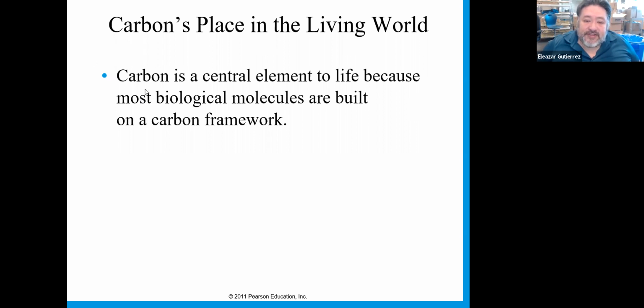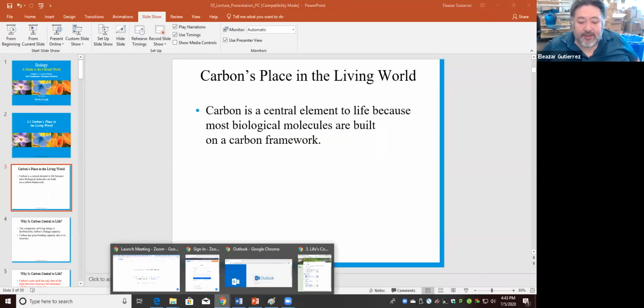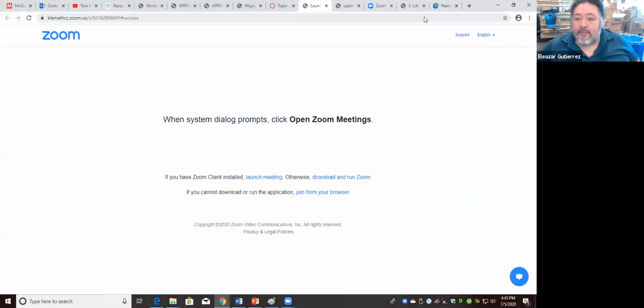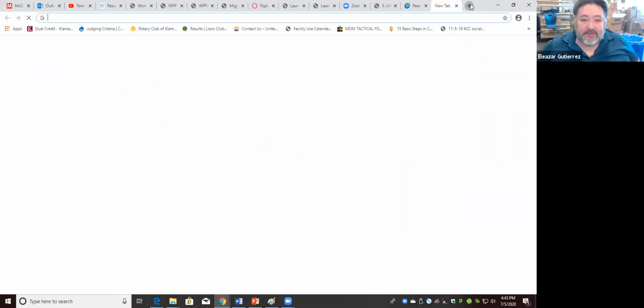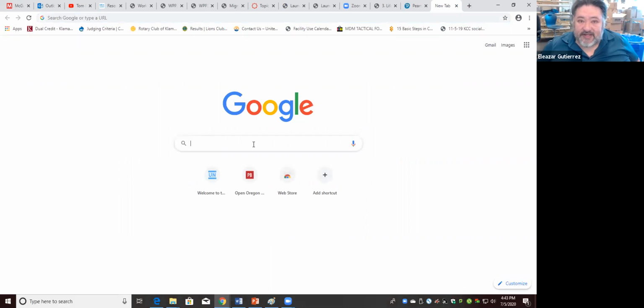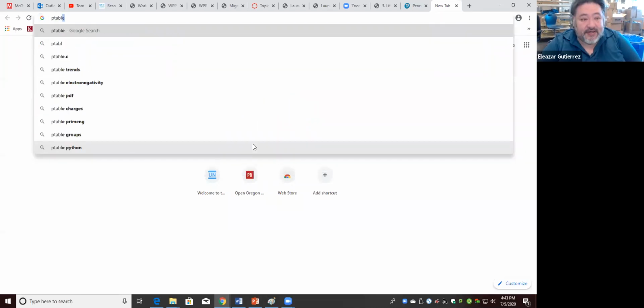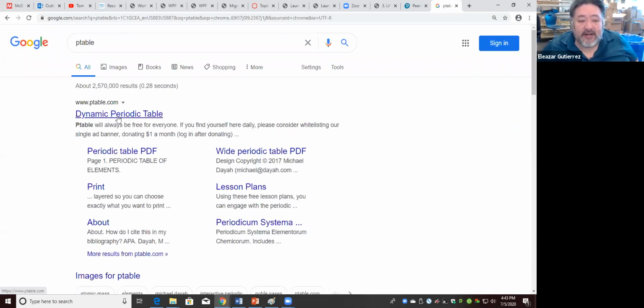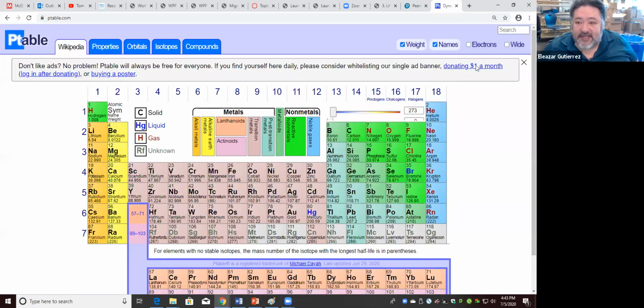it's central because we need an atom that will allow us to make as many diverse molecules as we possibly can. Does that make sense? Life is very complex. If life is going to be complex, then we need an element that will allow us to do complex things.